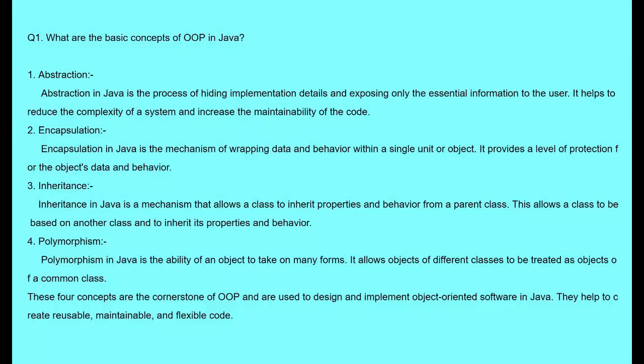Question 1. What are the basic concepts of object-oriented programming in Java? 1. Abstraction. Abstraction in Java is the process of hiding implementation details and exposing only the essential information to the user. It helps to reduce the complexity of a system and increase the maintainability of the code.